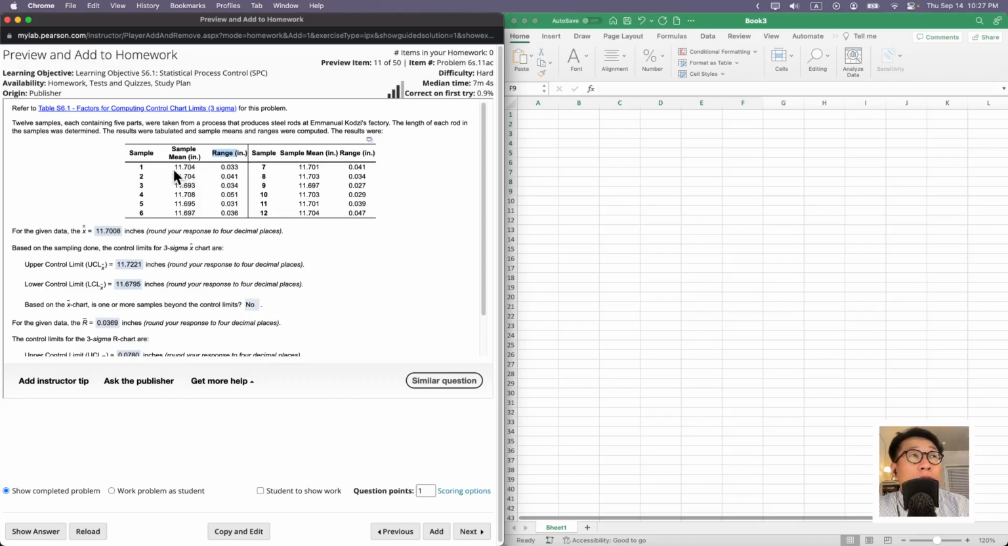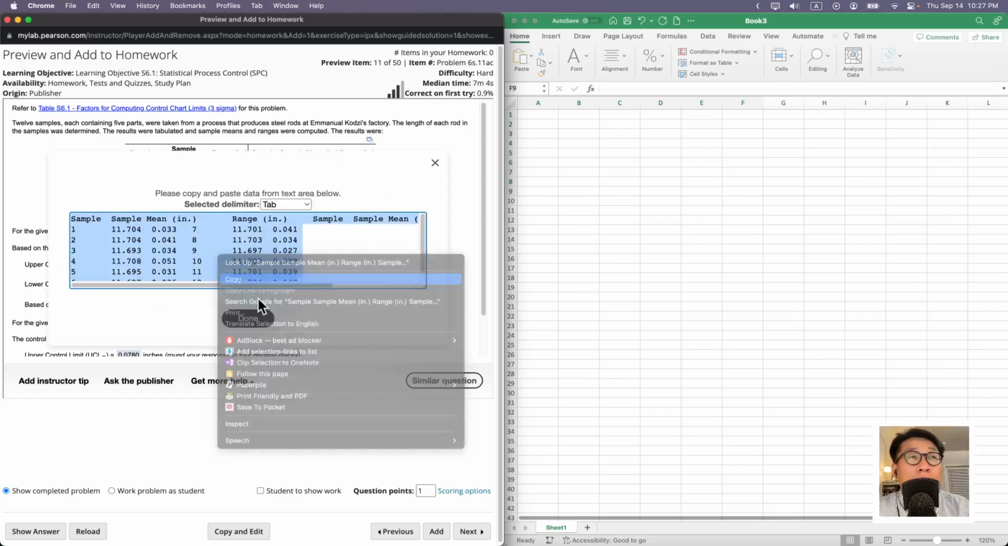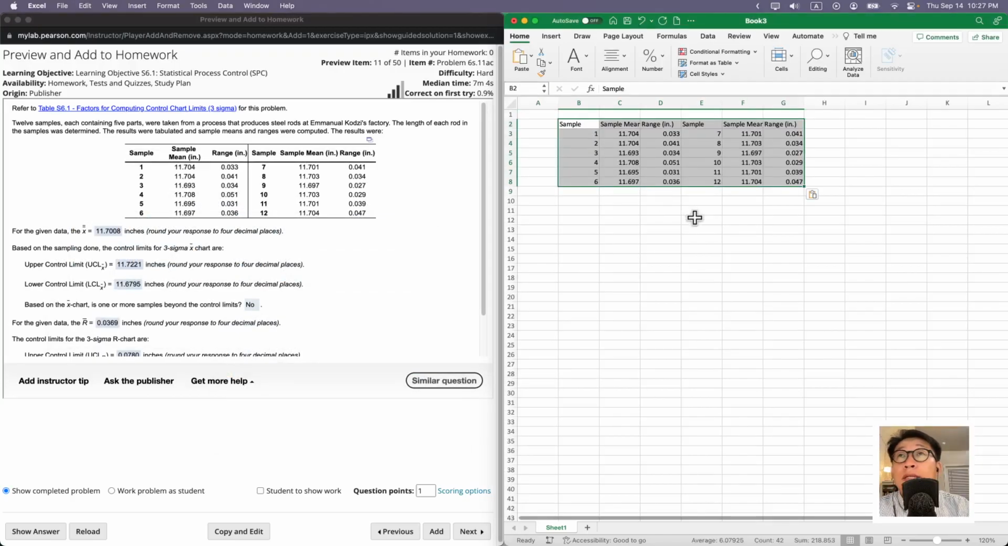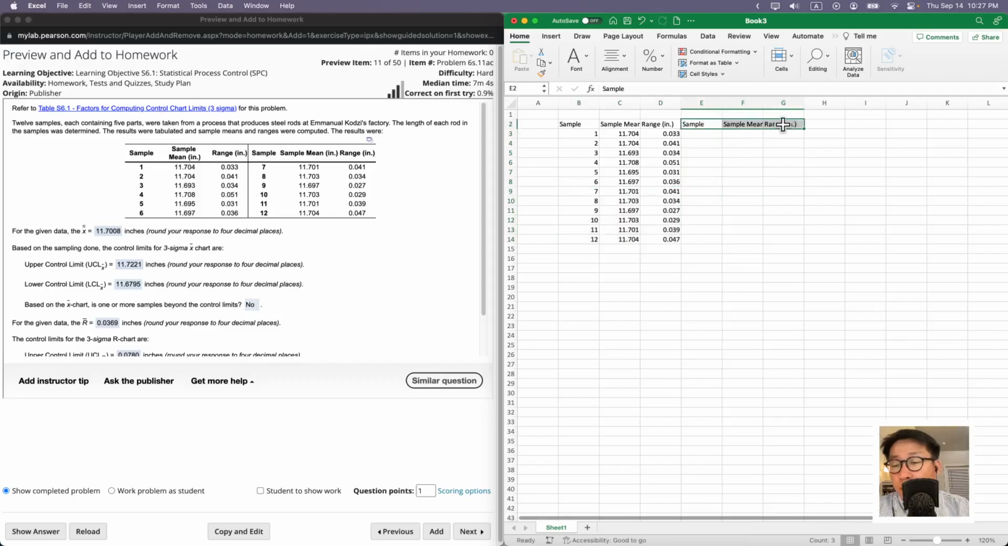So the sample mean is 11.704. Okay, so at this point we don't really know what the process mean is, but what we can do is infer it by summarizing the sample data like this. So I'm going to do it as usual, copy and paste it, and move it beneath here so that it's easier to work with. Okay, and those I can get rid of.